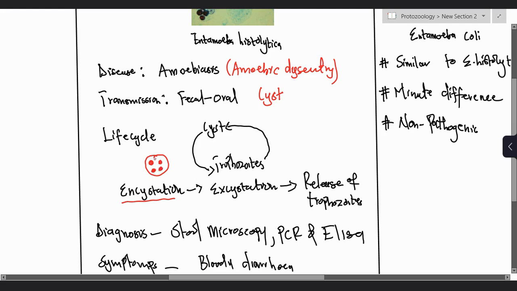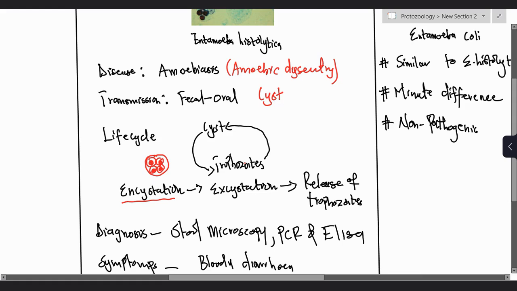And then each nucleus will form a membrane around itself. And then during the excystation, they burst out to release 4 trophozoites. So that is about the life cycle of the Entamoeba histolytica. Now, how are we going to diagnose Entamoeba histolytica?